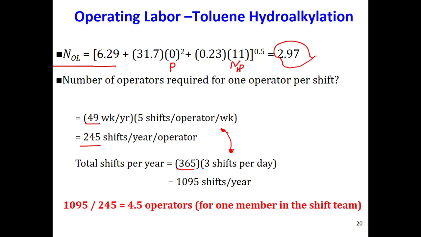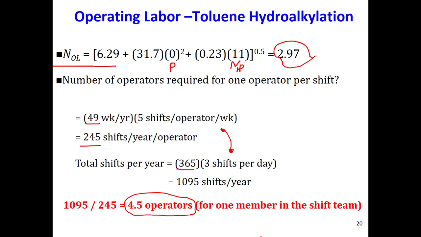Let's say some operators work from Monday until Friday, then they are off Saturday and Sunday. Another operator works from Sunday to Thursday, and is off Friday and Saturday. So it moves from one day to another for different operators. This is why the plant is working 365 days per year, and each day we have 3 shifts, and totally we have 1,095 shifts per year. If you divide this number by this number, you will get 4.5 operators that you need in each shift over a year.